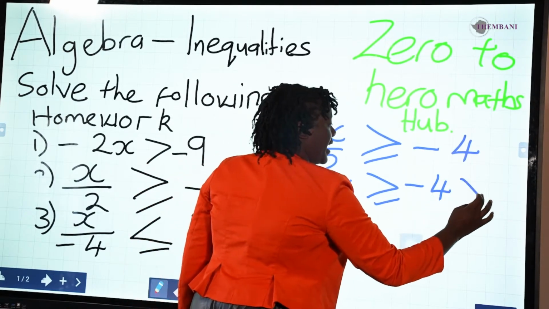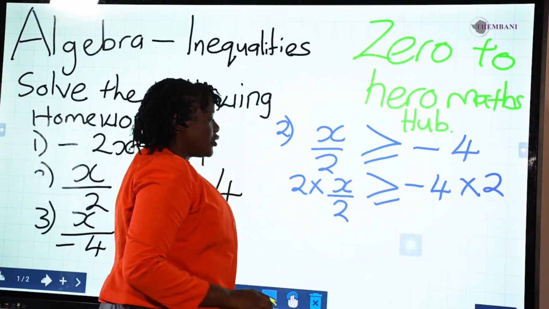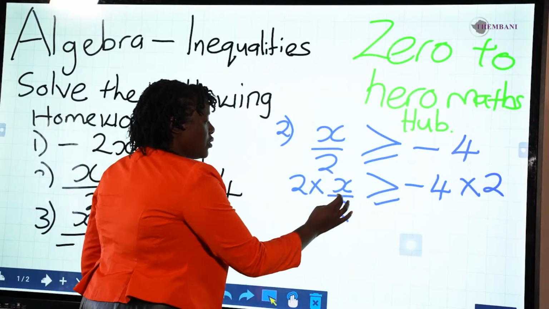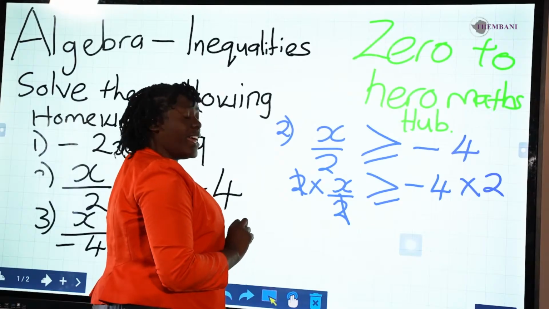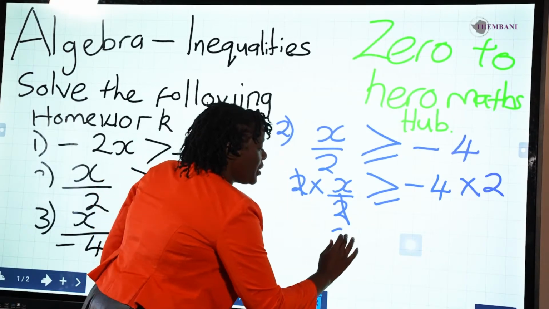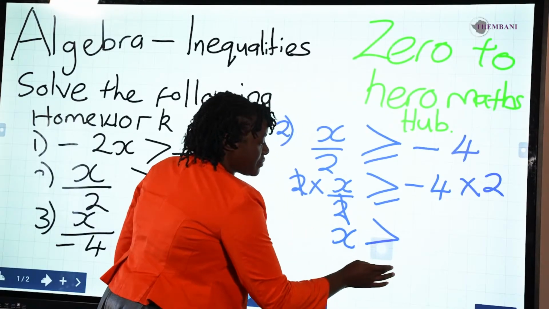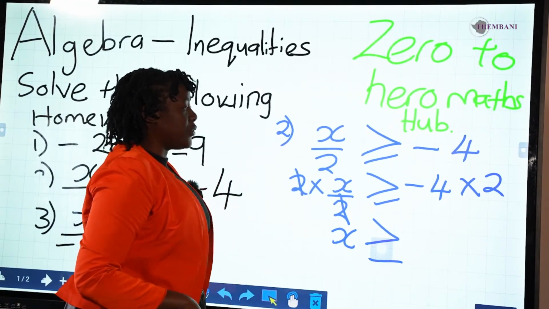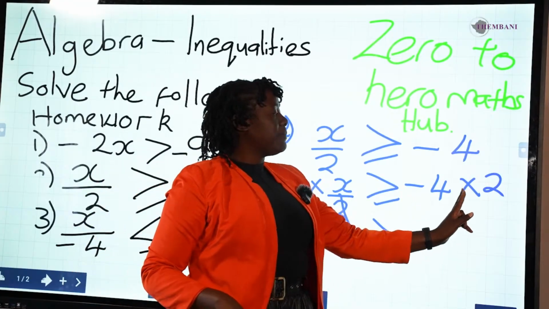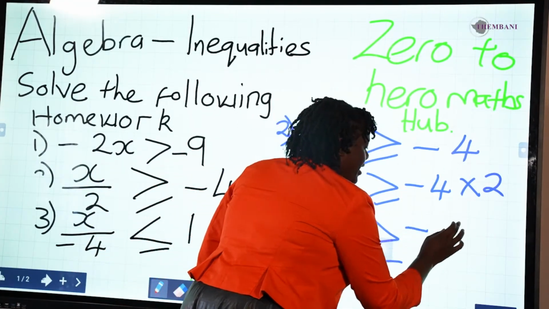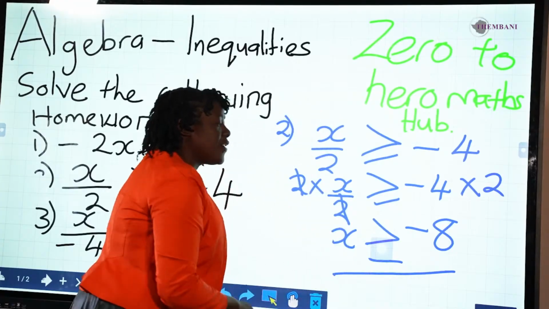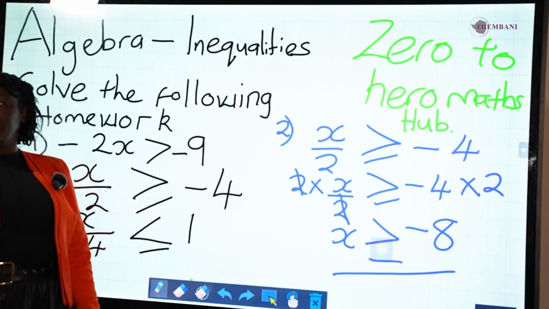Negative 4 multiplied by 2. If we divide these 2 by these 2, we get a 1. And then 1 multiplied by x, we get an x. Our x is greater than or equal to negative 4 multiplied by 2, which gives us negative 8. We have solved this inequality.